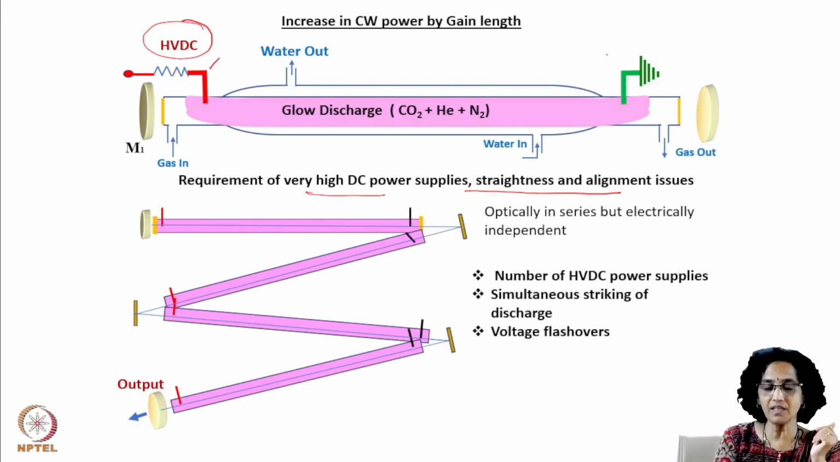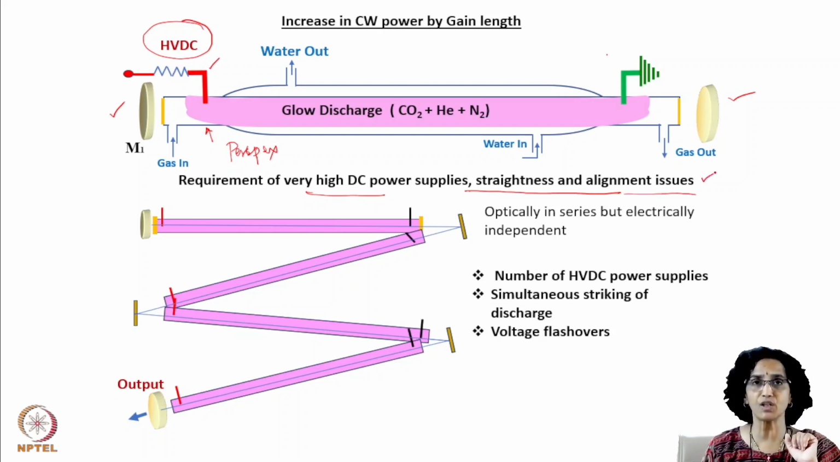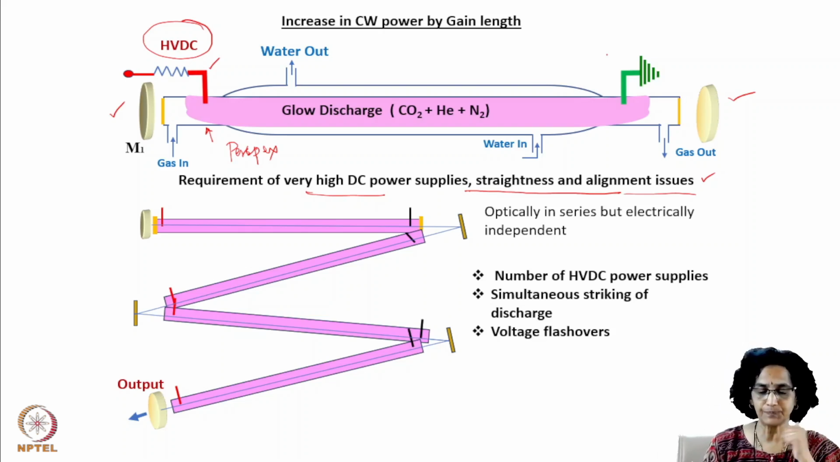Another limiting factor is alignment of the mirrors. You see, the two mirrors have to be aligned, and this tube, which normally is a perspex or a quartz tube, so the straightness of the tube becomes very, very important, and therefore this gives rise to alignment issues. So this kind of increasing the CW power by increasing the gain length simply in this manner is restricted to not more than 2 to 3 meters of cavity length.